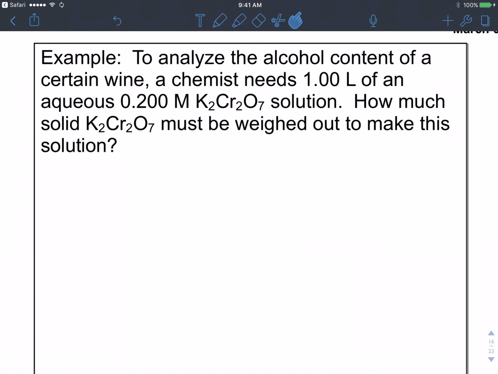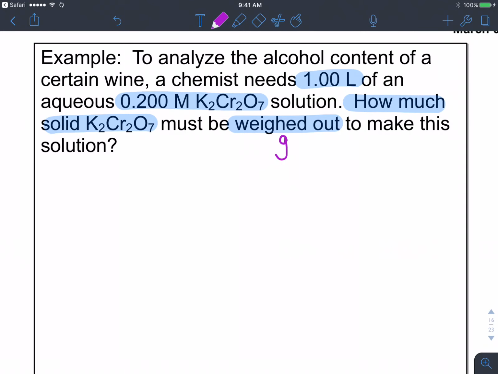So, here's an example. It says to analyze the alcohol content of a certain wine, a chemist needs 1 liter of an aqueous 0.2 molar potassium dichromate solution. How much solid potassium dichromate must be weighed out to make this solution? So let's highlight some important information. We need 1 liter of a 0.2 molar solution. We want to know how much solid must be weighed out to make this solution. So this should indicate to us that we're looking for an amount in grams.